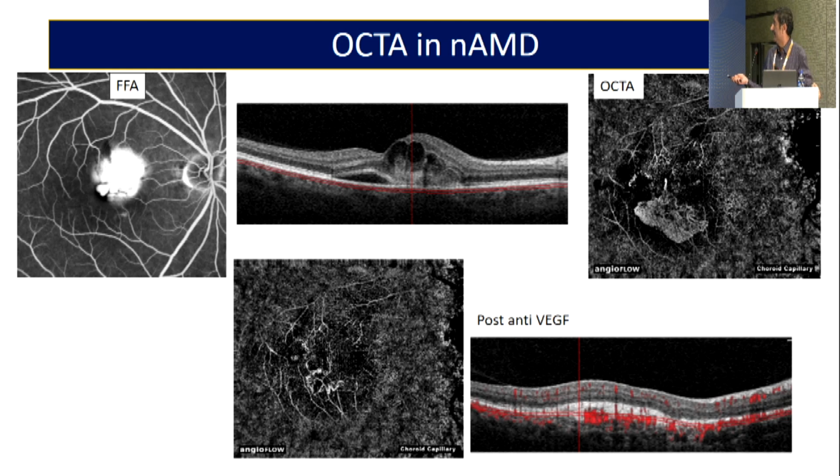You can see how nicely the OCTA shows the sea-fan pattern of the vasculature, and this is post anti-VEGF. You can see the vasculature has come down, the small vessels are less seen, and the OCT also shows there's no edema, and you see scarring happening.